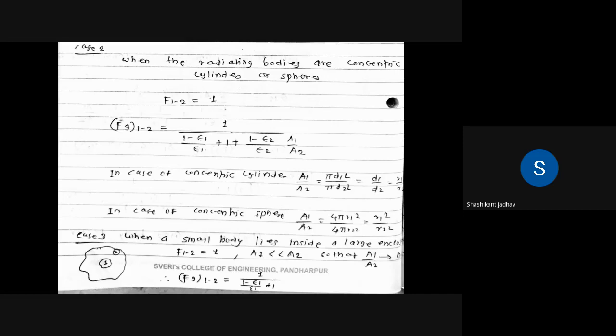So I have drawn one diagram. There is a small body, that is body number 1. There is a large body, body number 2. So body number 1 is enclosed in body number 2. So for this case, what is the shape factor F12? म्हणजे 1 कडून जी काही ट्रान्सफर होणार आहे ती सगळी 2 वरती स्ट्राइक होणार आहे. So therefore what is the shape factor from 1 to 2? That is F12 is equal to 1.